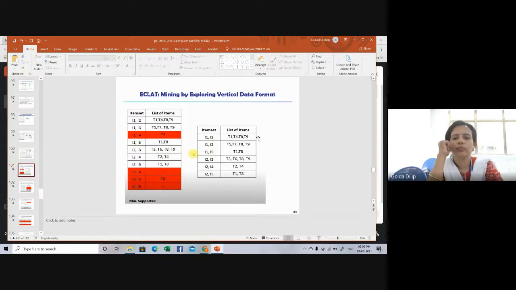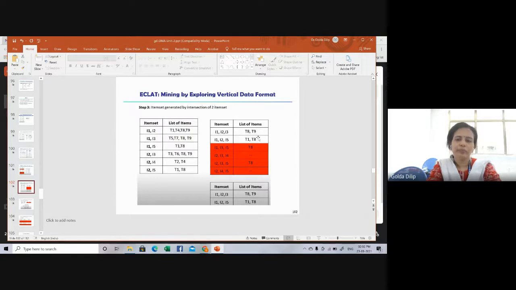See, I am removing this. So with the minimum support criteria, I am eliminating the 4 item set combinations. So now my new set is this.